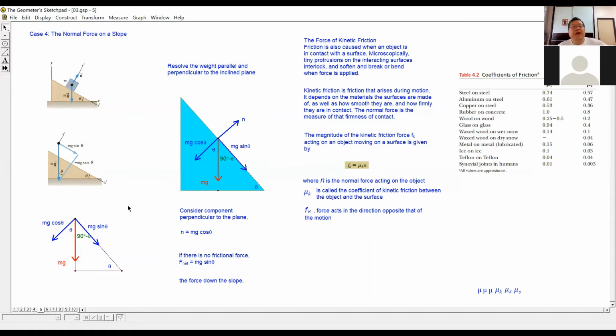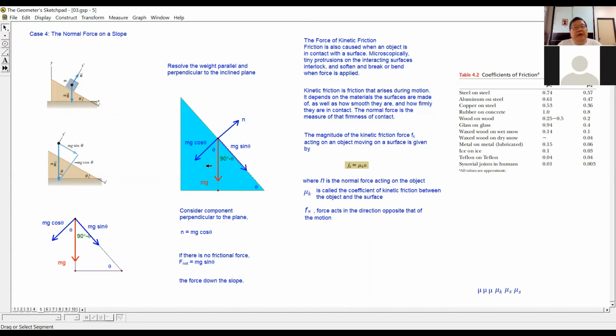Okay, now having resolved it into two components, I reproduce the same diagram on the slope. So now this weight is mg. It is acting vertically downwards. I split this mg into two components according to the slope. One component which is parallel to the slope is mg sine theta. Another component that is perpendicular to the slope is mg cos theta.